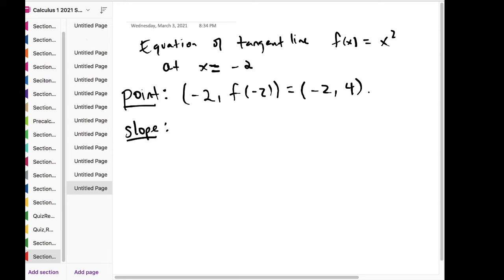When in doubt, if you're in a calculus course, what should you do? Yeah, probably the derivative. Yeah, the slope is f prime of -2. Okay, so what is f prime? Two x. And then what's f prime of -2? -4. Okay, so let's put it all together.